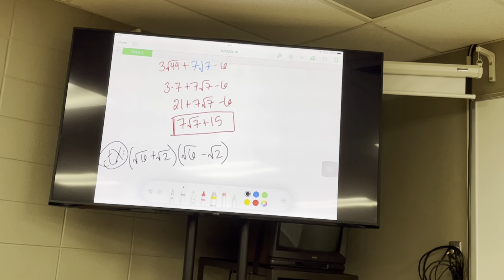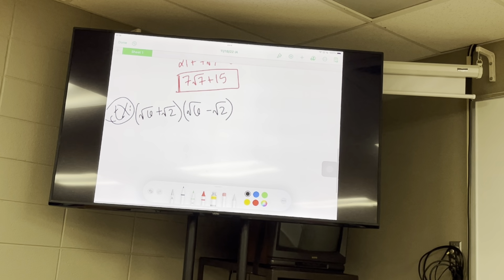Okay, so it looks like a few of you are done, so I'm gonna go ahead and get started. I can distribute, or FOIL, whichever one. So I have the square root of 6 times the square root of 6 plus, or minus the square root of 2 times the square root of 6 plus the square root of 2 times the square root of 6 minus the square root of 2 square root of 2.